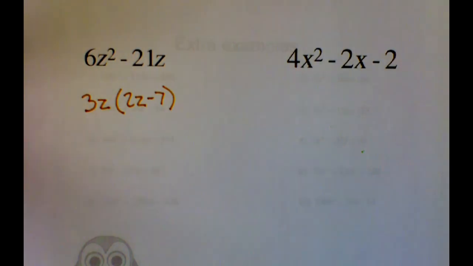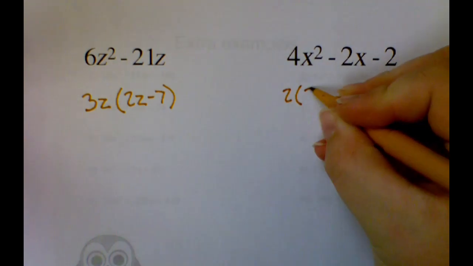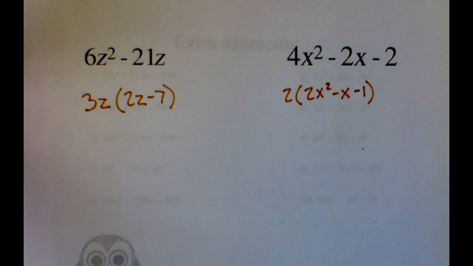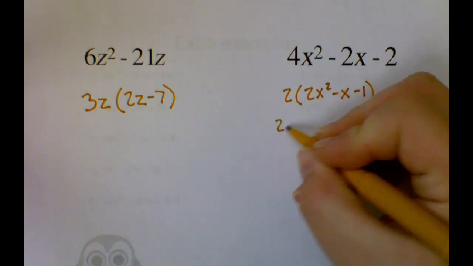And 4x squared minus 2x minus 2. Look for a GCF. I can take a 2 out of everything. It leaves me 2x squared minus x minus 1. My 2's along for the ride.